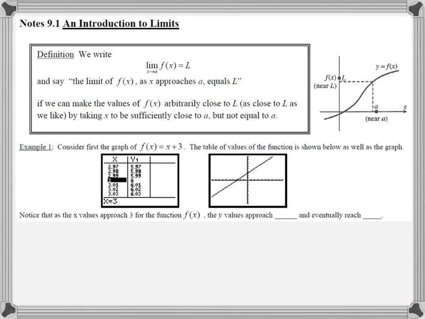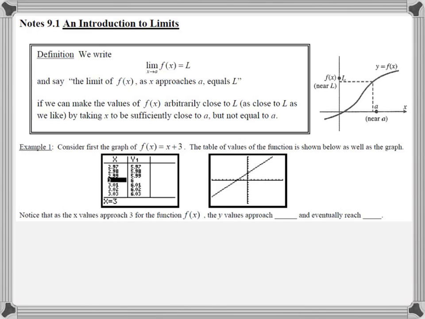Alright, so we're doing an introduction to limits. Limits are the first concept of calculus that you learn, and it is pretty much fundamental to all of integrals, derivatives, continuity. So if you really understand limits, then you're going to be good to go.